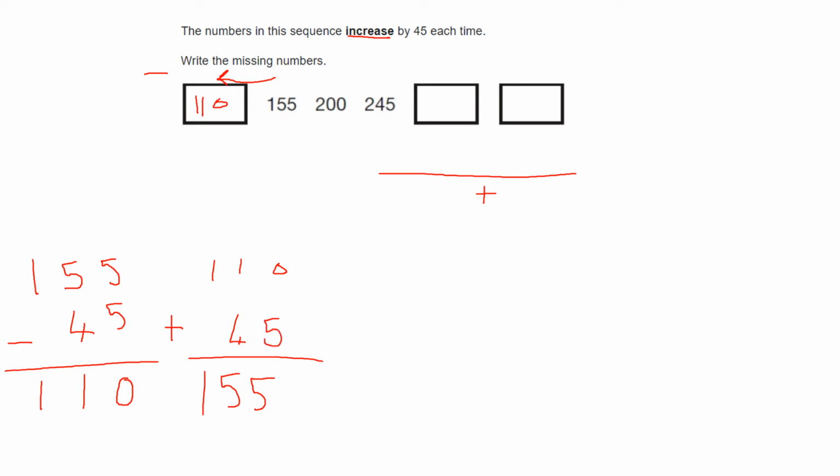0 add 5 is 5. 1 add 4 is 5. 1 add nothing is 1. So I was right. This time I've got 245. And the question tells me I'm increasing each time by 45, so I know that I simply have to do an addition of 45.